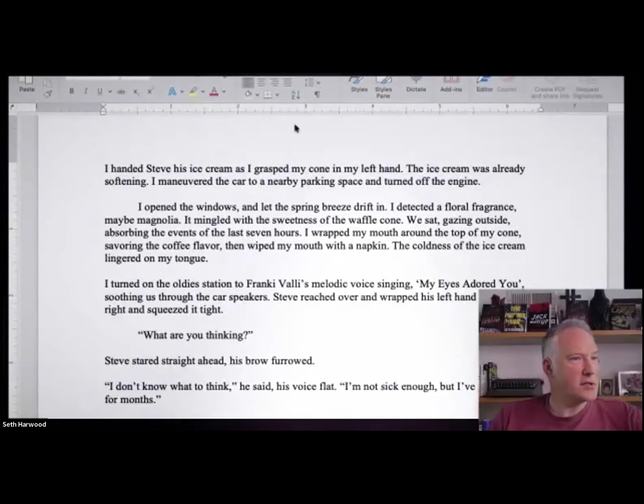I handed Steve his ice cream as I grasped my cone in my left hand. The ice cream was already softening. I maneuvered the car to a nearby parking space and turned off the engine. So there's three sentences here. Which sentence has the fastest pace? Can you guys tell?